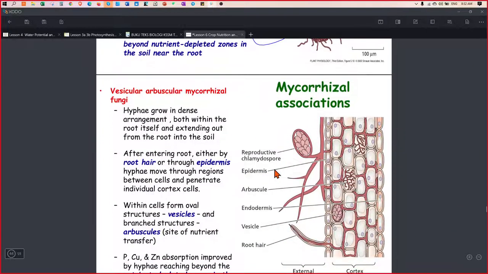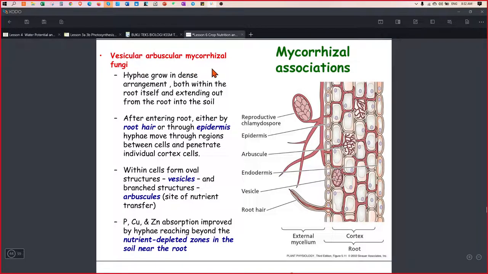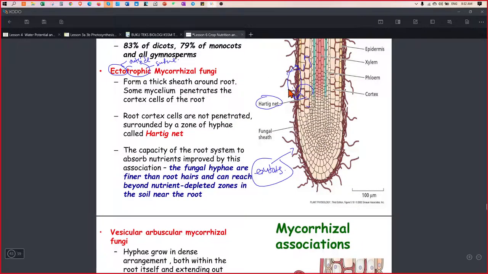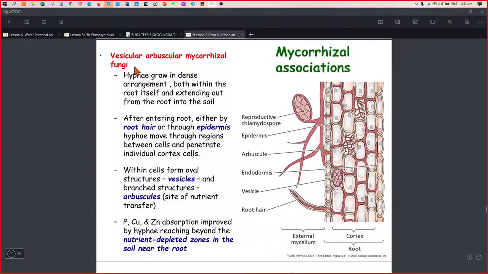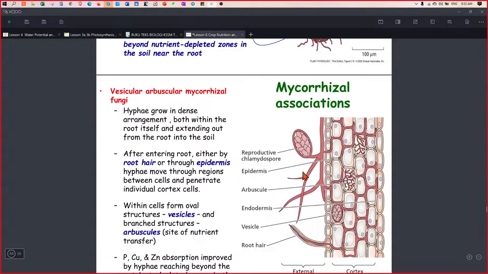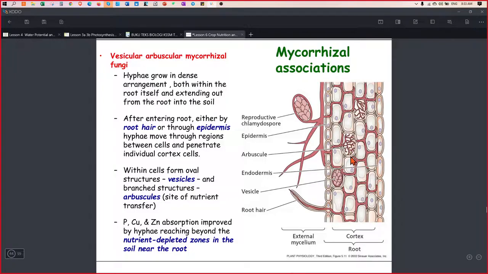Okay. The second type is the vesicular arbuscular mycorrhizal fungi. This is a bit different because the ectotrophic ones never penetrate. They live outside, just on the surface. But the vesicular arbuscular ones penetrate inside. The hyphae grow inside the cells in the cortex here. So this is your epidermis. This is your cortex. It grows on the surface as the ectotrophic mycorrhiza does, and also it grows inside the cortex tissue.